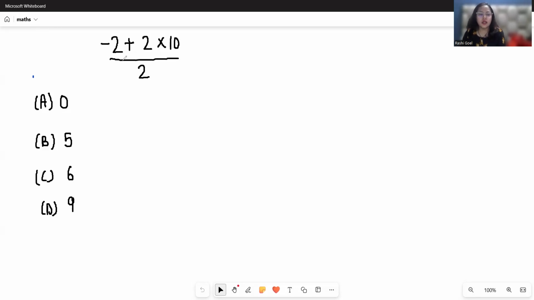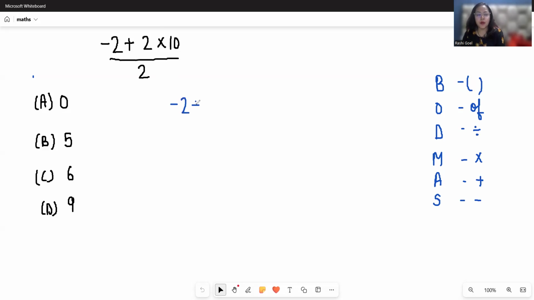So in the numerator, there are three signs given, that is subtraction, addition and multiplication. So it's difficult to choose what to do first. So we are going to opt for the BODMAS or PEMDAS rule. According to that rule, first we have to solve the bracket, then of, then division, then multiplication, addition and then subtraction. So first we'll solve the multiplication part.